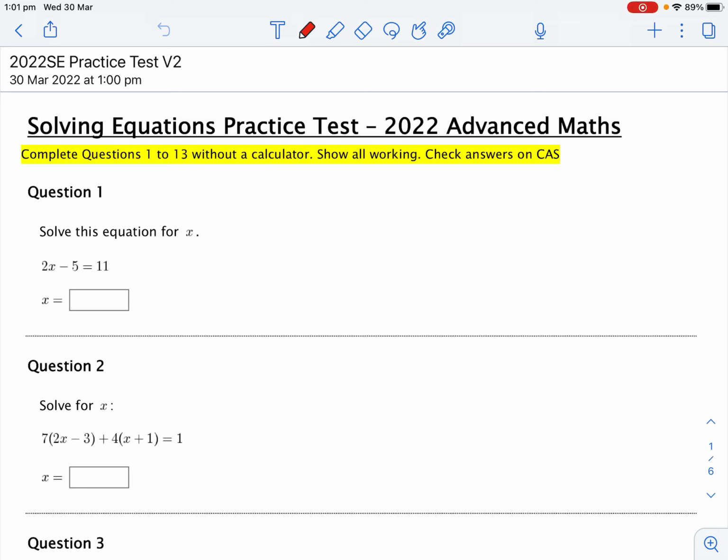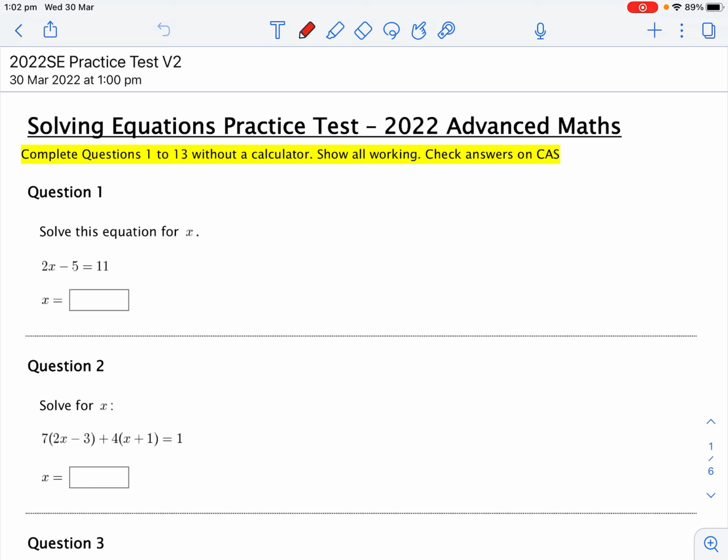Hi everyone. I know I'm going to be away, so I'm creating a solution video for our practice solving equations test. I'll try and run through these questions pretty quickly, but the video will still end up being reasonably long, so it might be broken into two parts. You'll just have to wait and see how far we get in this video and whether there's a second video. I'll share all links with you either way so that you've got access to this material.